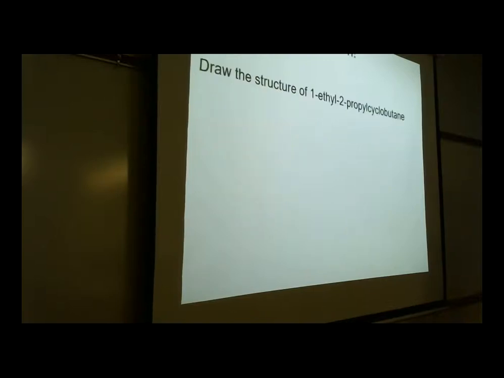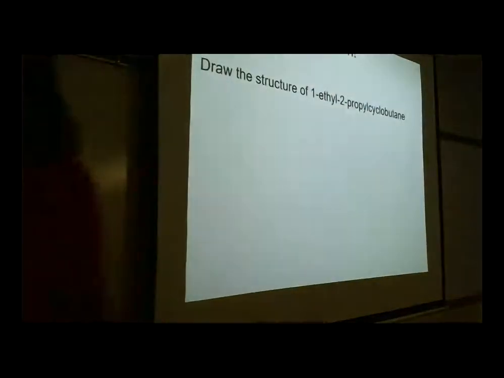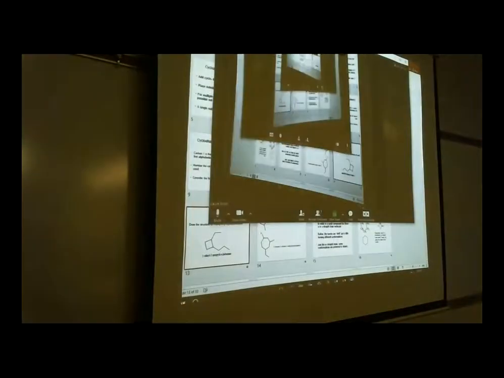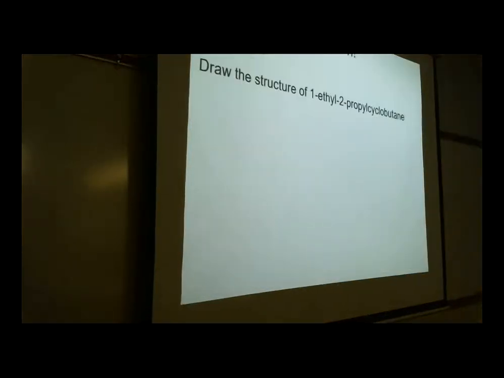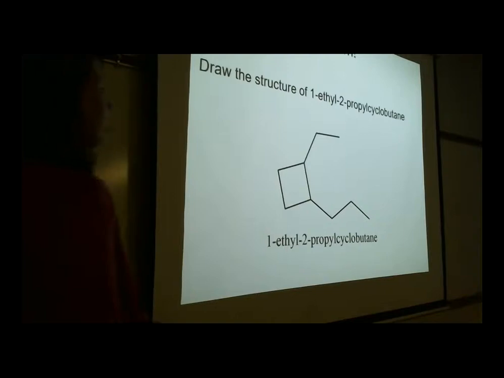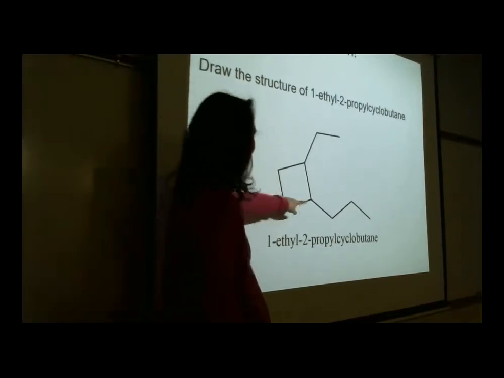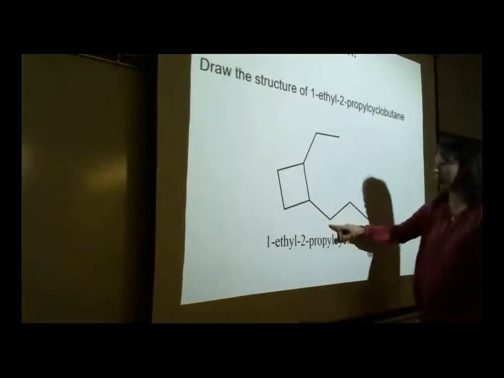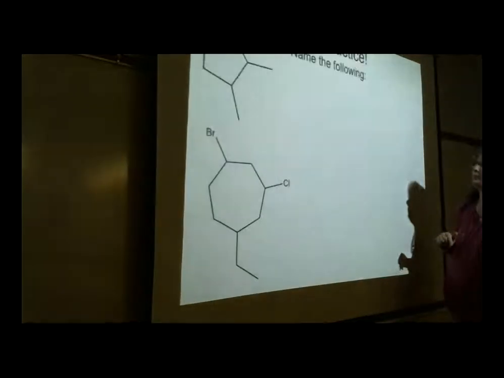Okay, so you take a second and try this one: 1-ethyl-2-propylcyclobutane. Okay, let's go over this one. If you had the same thing, if you had this swapped with this, you had the 3-carbon chain here and the 2-carbon chain here, would that be different? It's the same molecule, it's just flipped, right?